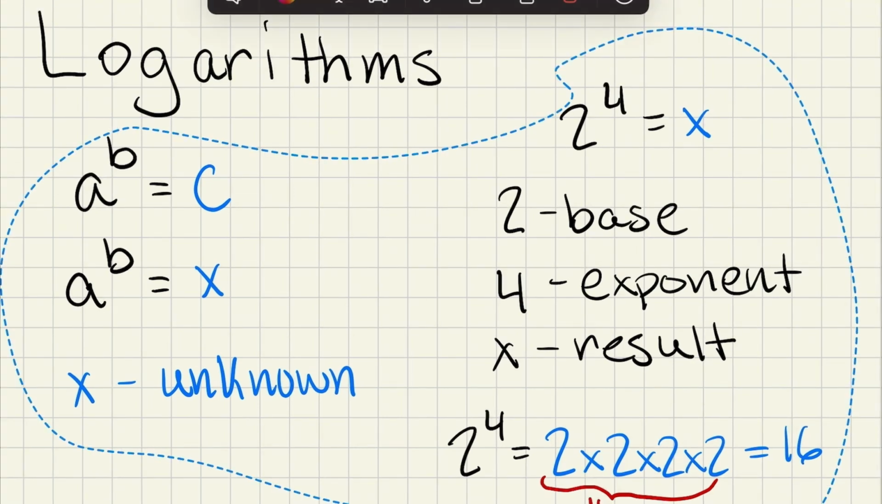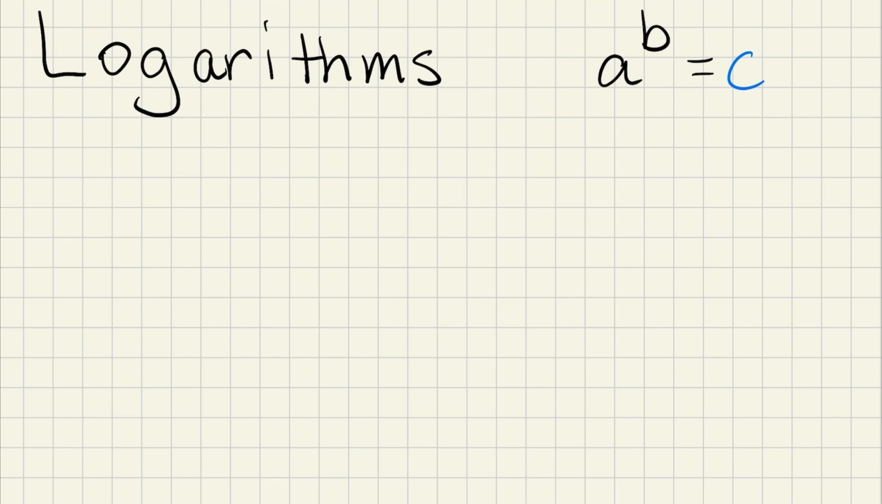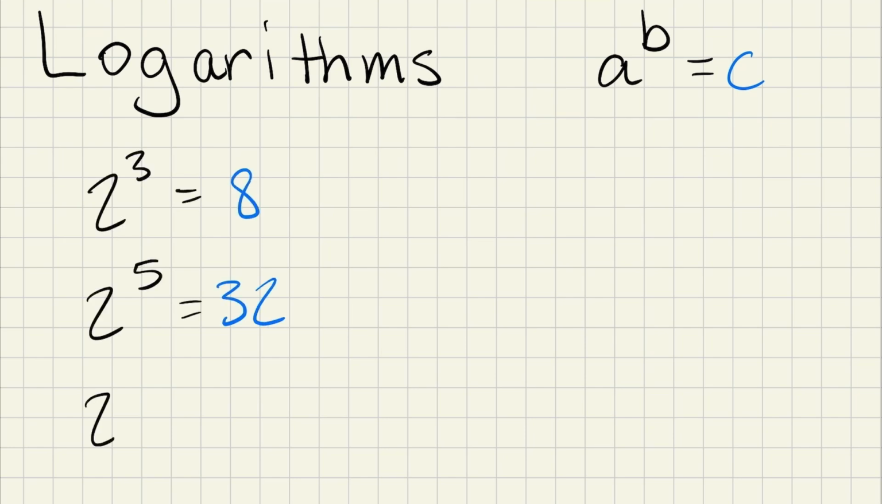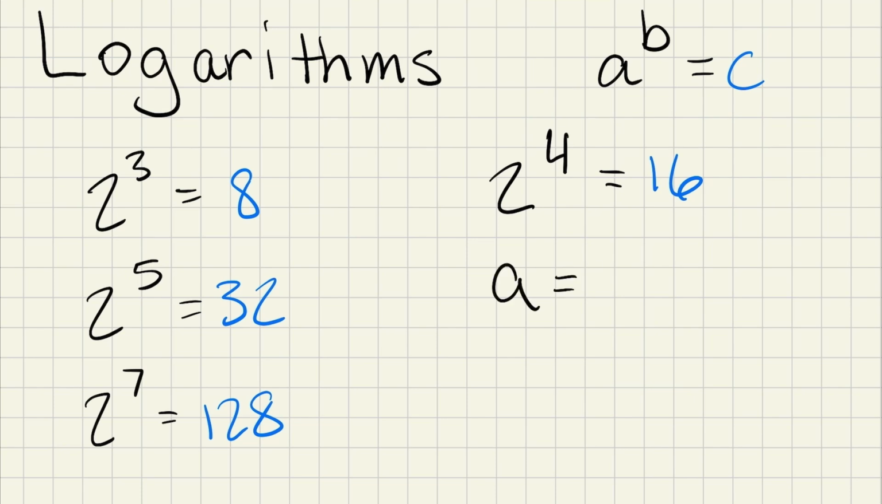And we can look at other exponents of 2 as well. The third power of 2 is 8, the fifth power of 2 is 32, and the seventh power of 2 is 128. In the original case of 2 to the power of 4 is equal to 16, we see that a is equal to 2, b is equal to 4, and c is equal to 16. This is what most people picture when they think of a to the power of b is equal to c. We think of the exponent first. But we still have two other variables we can solve for. So let's go ahead and move on to roots.